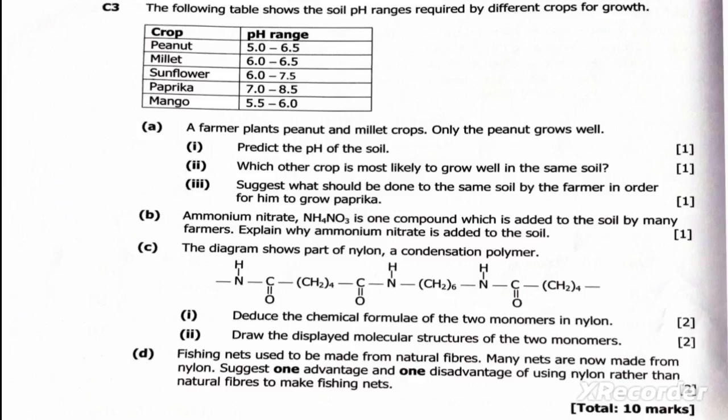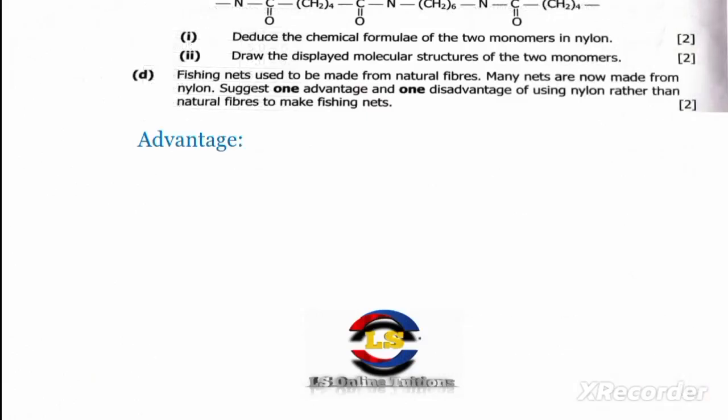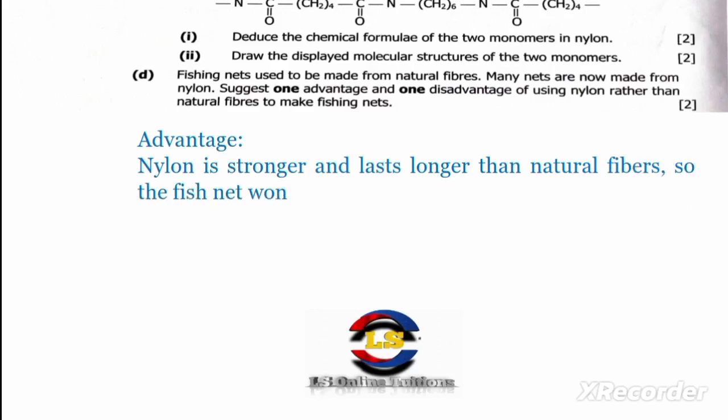We move to the next question, which is question D. Fish nets used to be made from natural fibers. Fish nets are now made from nylon. Suggest one advantage and one disadvantage of using nylon rather than natural fibers to make fish nets. Okay, so this is the reason that we are going to give. Number one, the advantage: nylon is stronger and lasts longer than natural fibers, so the fish net won't break easily.